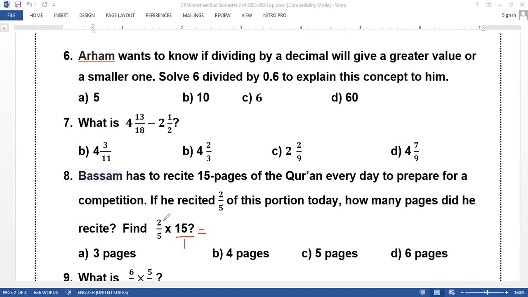Now we multiply 2 times 15 equals 30. 1 times 5 equals 5. 30 divided by 5 equals 6, because 30 over 5 means 30 divided by 5, as we mentioned, equals 6. So the answer is 6 pages.